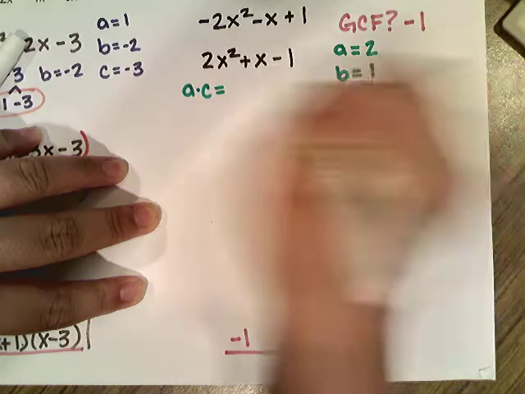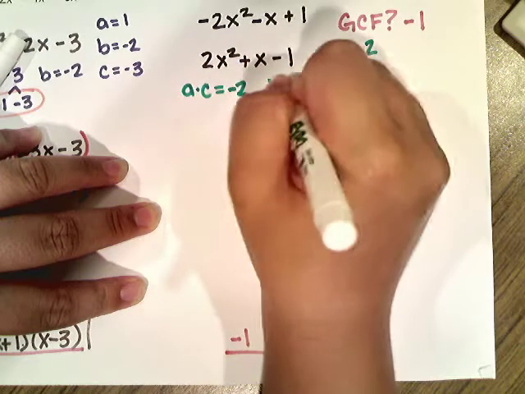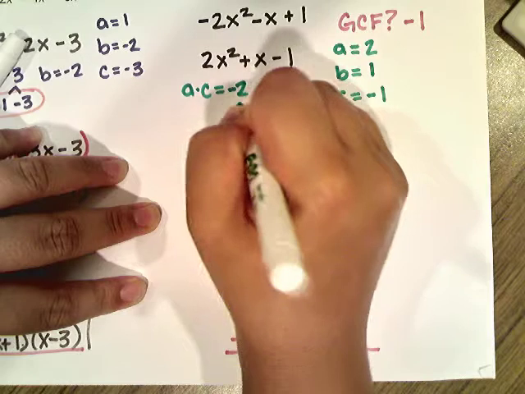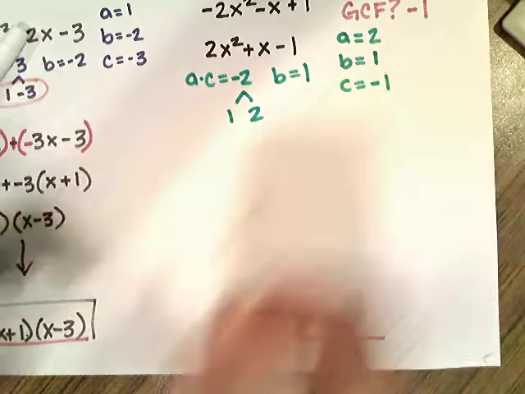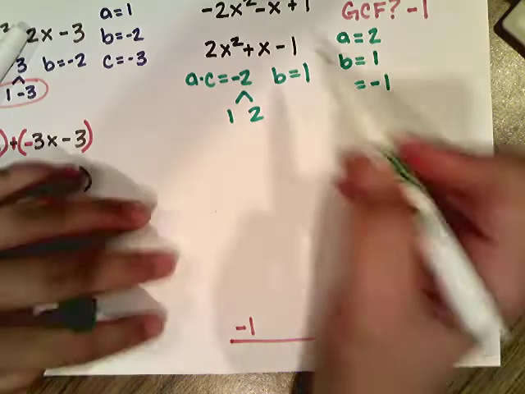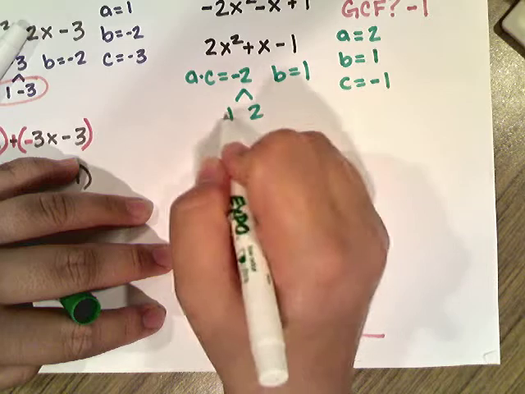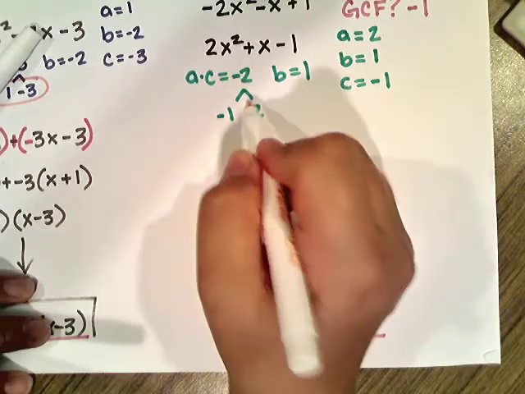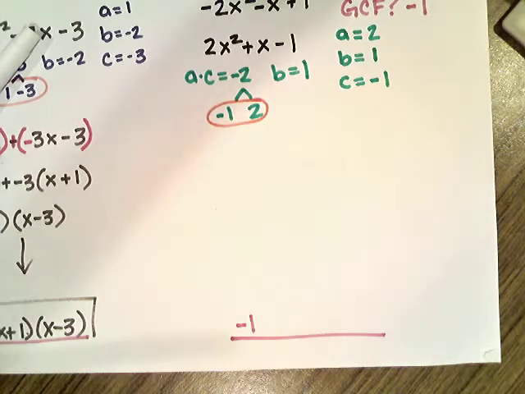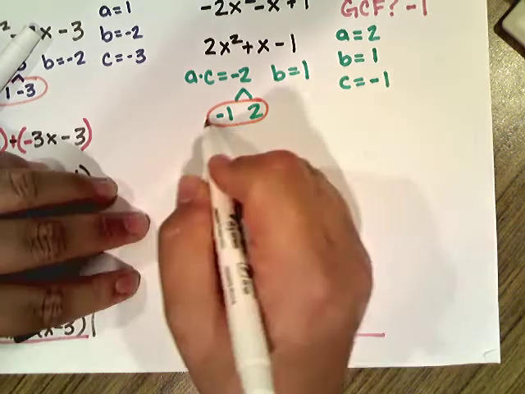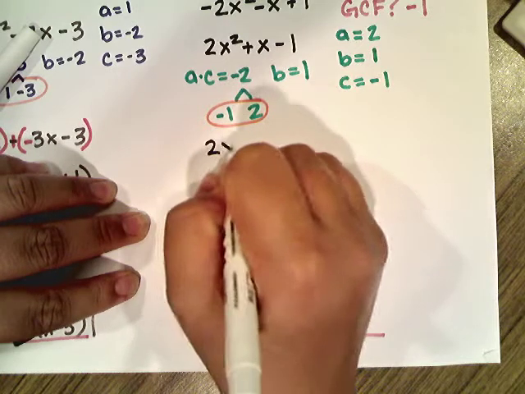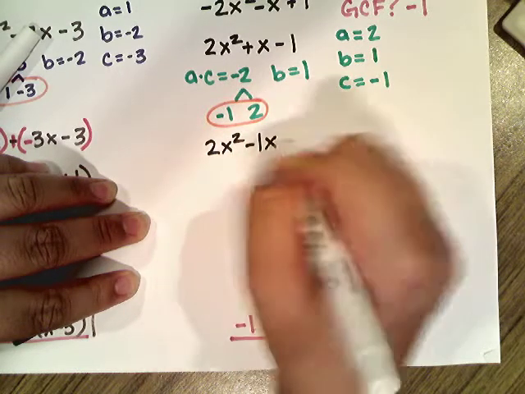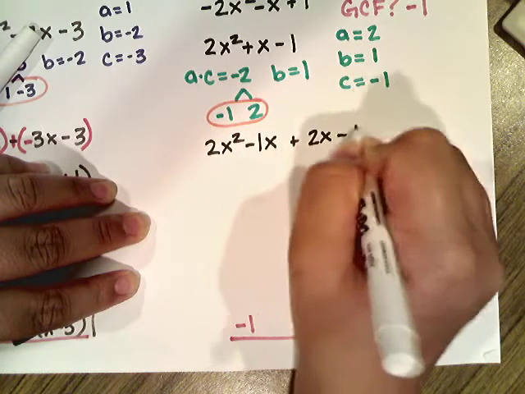A times c equals -2 and b equals 1. Our factors of 2 are just 1 and 2. Our signs are going to be different. The larger one is going to be positive. And does that add up to become 1? Yes. So we use that to expand our expression. 2x squared minus 1x plus 2x minus 1.